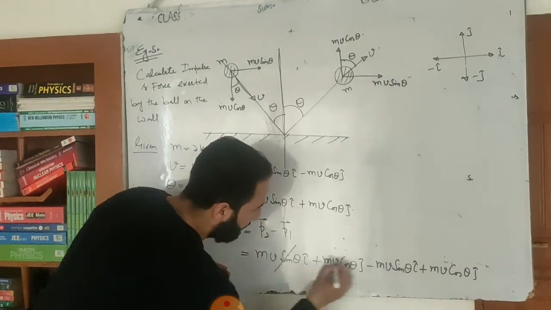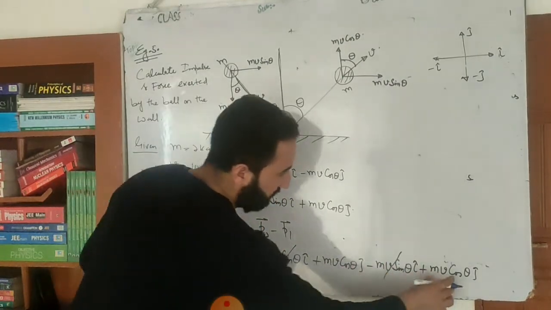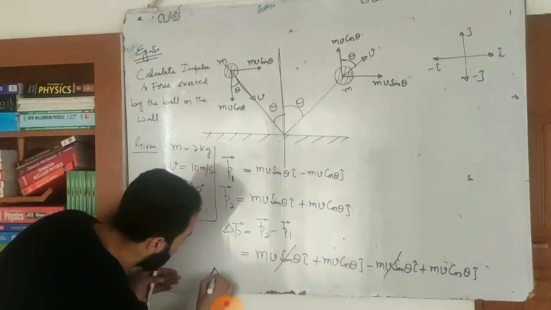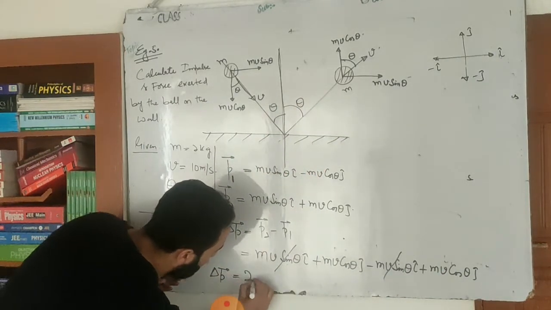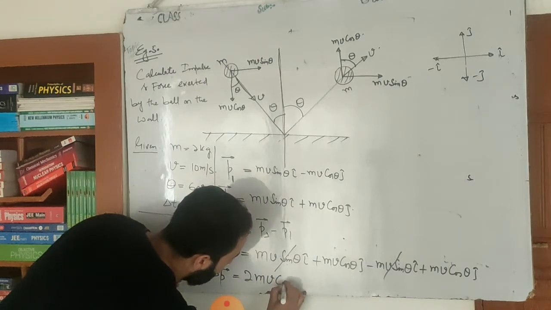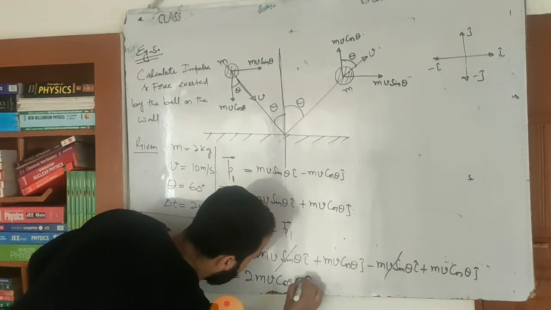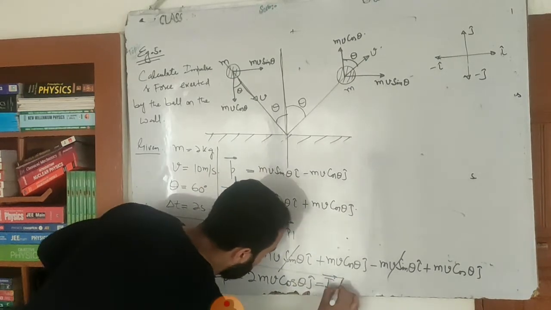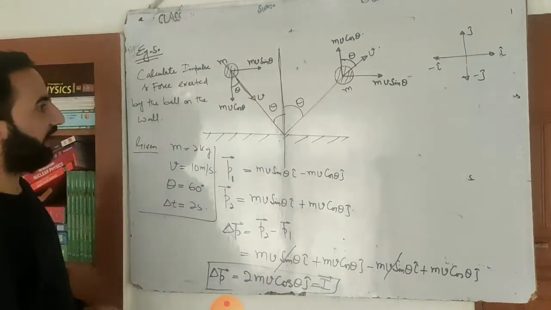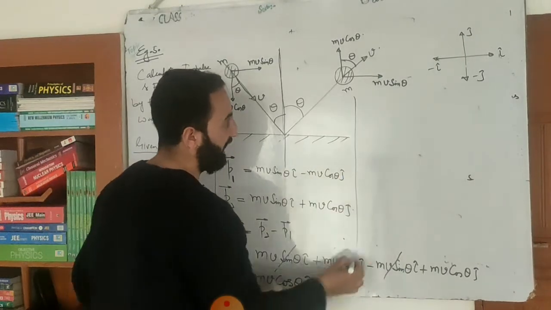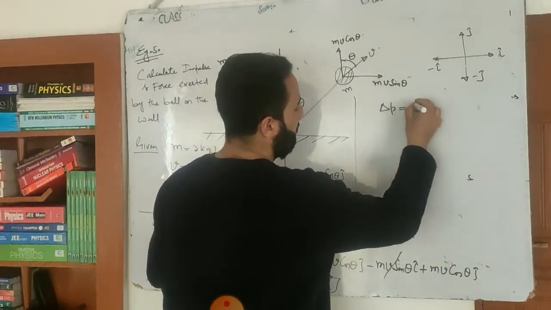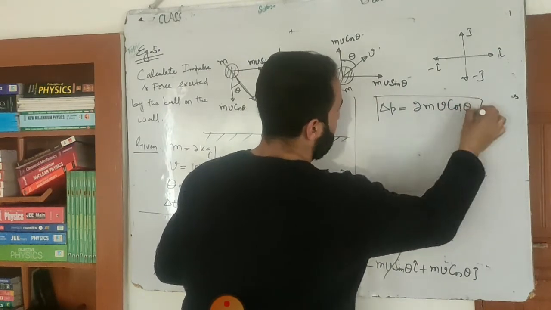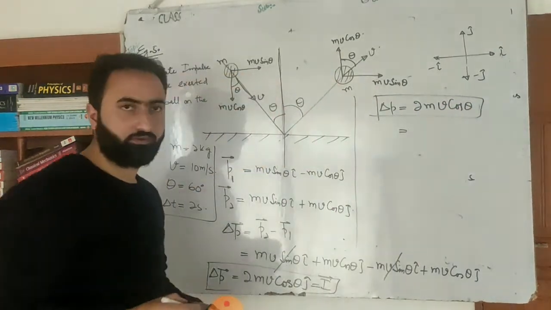Now this term and this term will cancel and this will add, mv cos theta j cap and mv cos theta j cap, so delta p will be equal to 2 times mv cos theta j cap and that's also equal to impulse. So this is its answer, okay. And if for example you want to calculate simply the magnitude of delta p, that will be simply equal to twice mv cos theta. This is its answer.